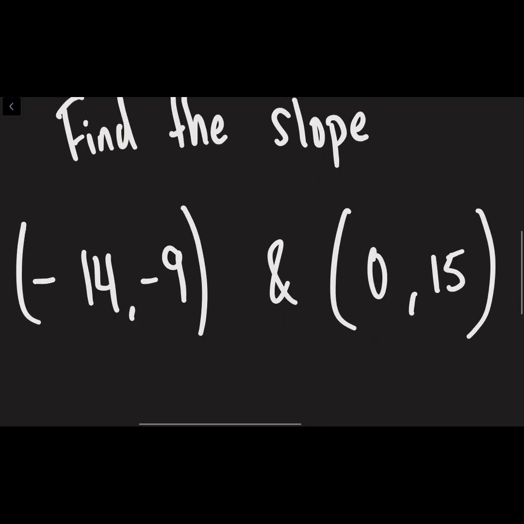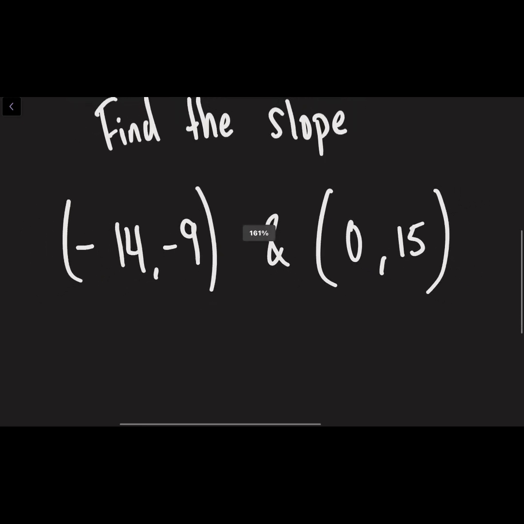Today we're working with slope of two points, video four of the series. We've got to find the slope of our two points. We have (-14, -9) and (0, 15). All right, so let's get to the first step of the day.